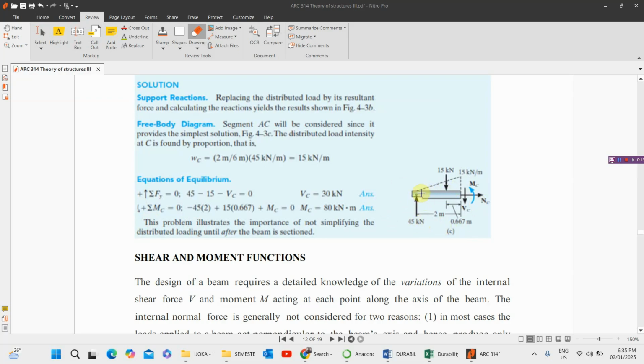Minus 45 times what distance is this 45 going to travel to this point? It's traveling 2 meters. That's why we have 45 times 2. Now why are we saying 45 times 2? Your moment is force times perpendicular distance. So this force, which is the 45, the perpendicular distance to this particular point we are taking into consideration is 2 meters.